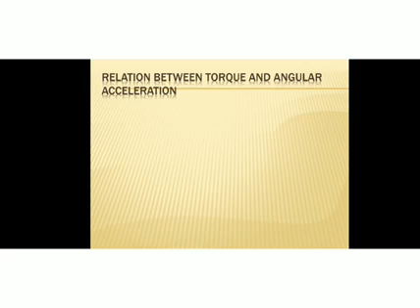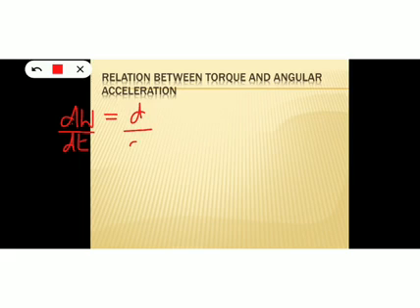So if we do more work on a body, its velocity increases, and the rate at which the kinetic energy increases is equal to the rate at which work is done. Okay, so we can write the rate at which work is done. Rate at which work is done is dW by dt, that is equal to the rate at which kinetic energy increases. And to be more specific, it is rotational kinetic energy.